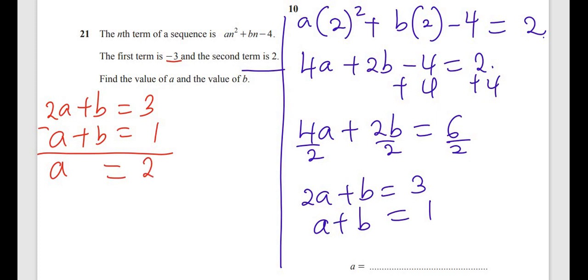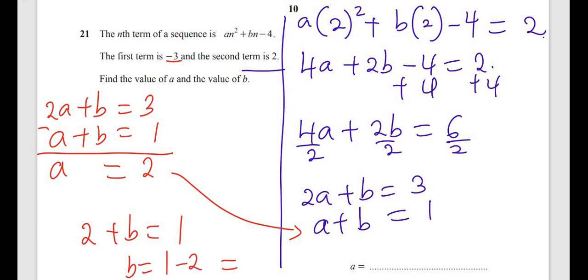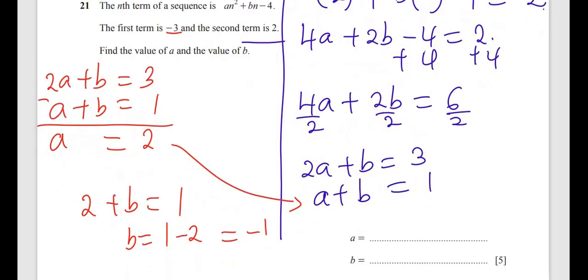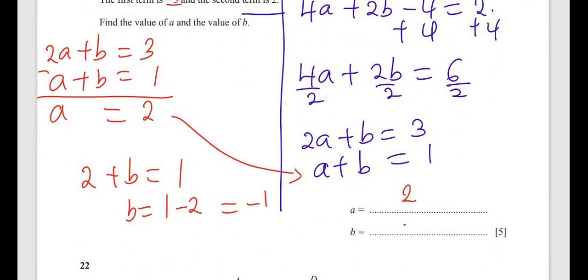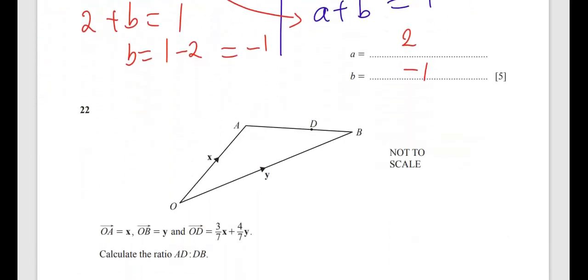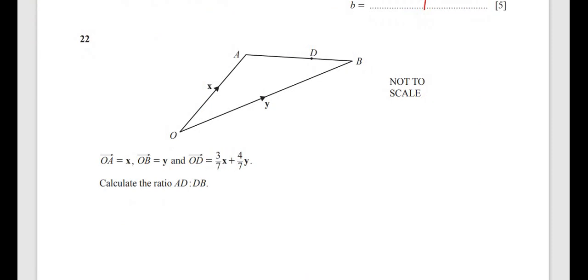So that means a is equal to 2. Then we just need to substitute a with 2 to get b. So that means 2 plus b is equal to 1. So b is equal to 1 minus 2, which is equal to negative 1. So we can write here that a is equal to 2 and b is equal to negative 1. So you see that question has got a lot of marks. 5 marks is a lot. Then we can move on to question number 22.